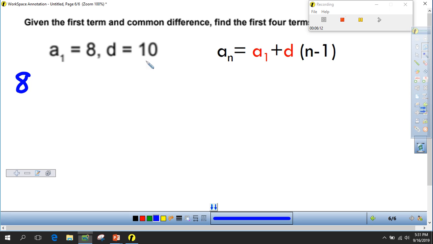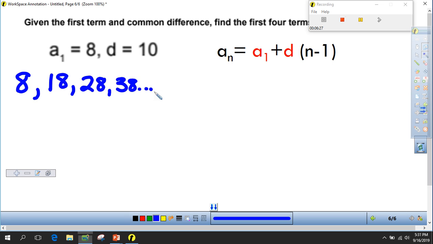My common difference is 10. Since it's a positive 10, it means we're adding 10. So 8 plus 10 is 18. 18 plus 10 is 28. 28 plus 10 is 38. And then my pattern would continue.